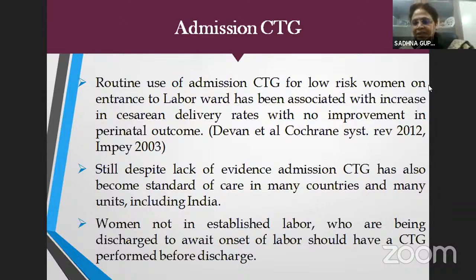It is not moving. Hello. So from admission CTG, I think yes.